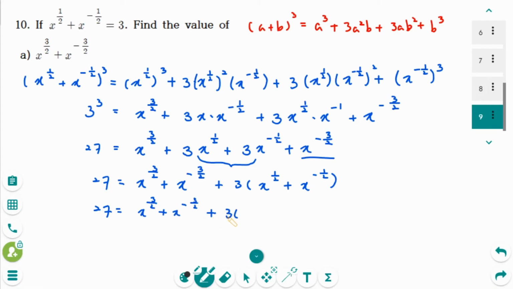Then 3 times this one is 3. Therefore, x^(3/2) plus x^(-3/2) equals 27 minus 9, which is 18.